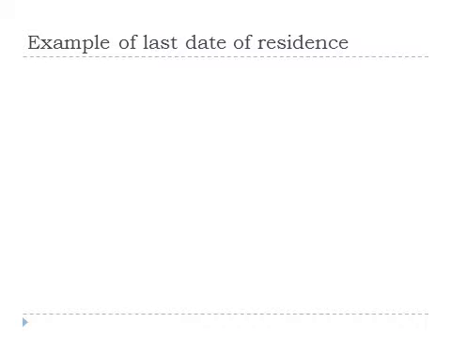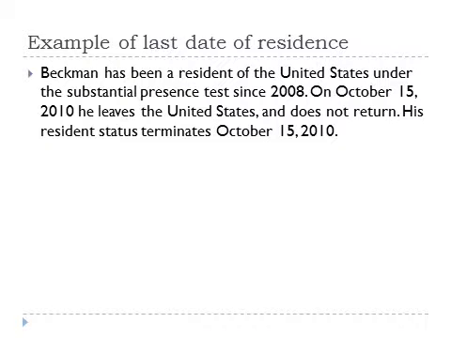Here's an example of the determination of the last date of resident status when residence is determined based on the substantial presence test. Beckman has been a resident of the United States under the substantial presence test since 2008. On October 15, 2010, he leaves the United States and does not return. His resident status terminates October 15, 2010.